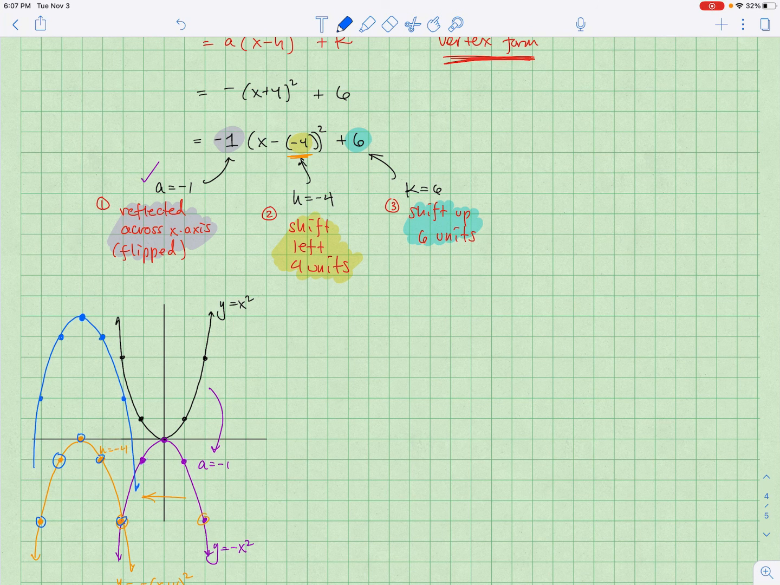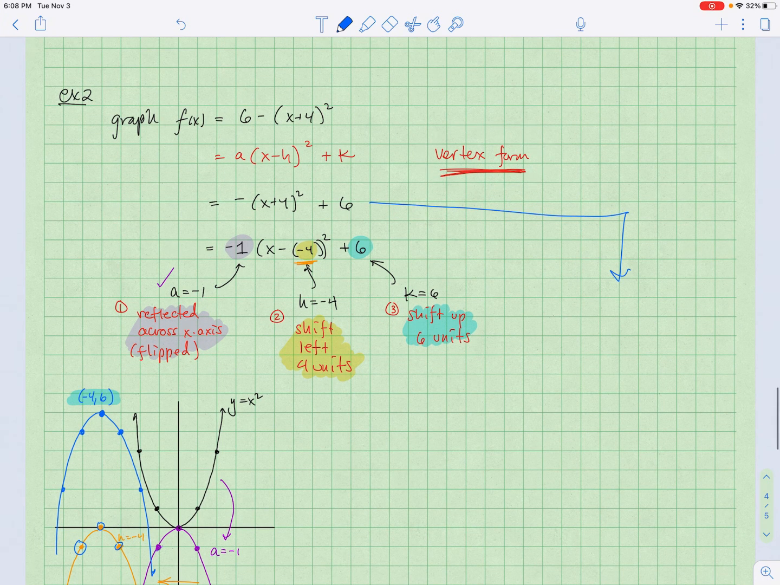And this point right here, which was 0, 0, got flipped upside down, which is still 0, 0, shifted left 4, and then up 6, and that makes this the point -4, 6. And there's something that we want to say about that particular ordered pair.